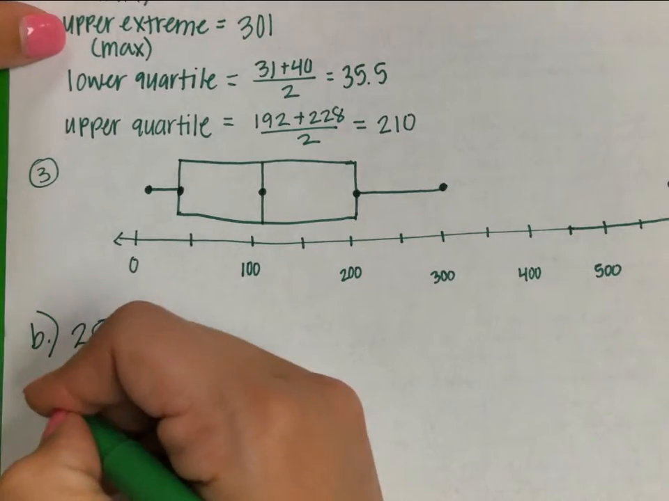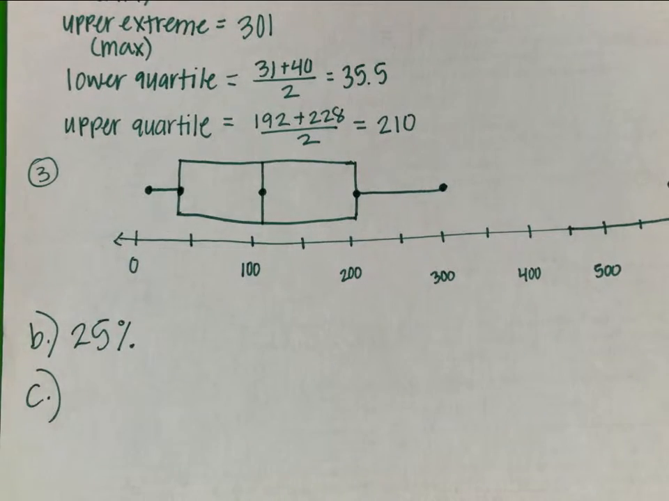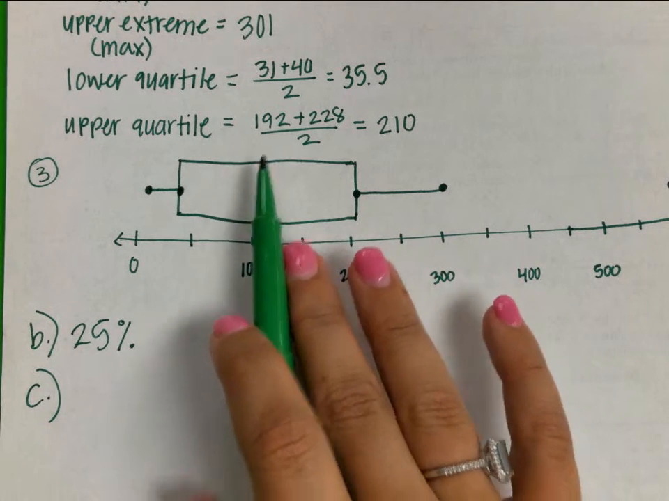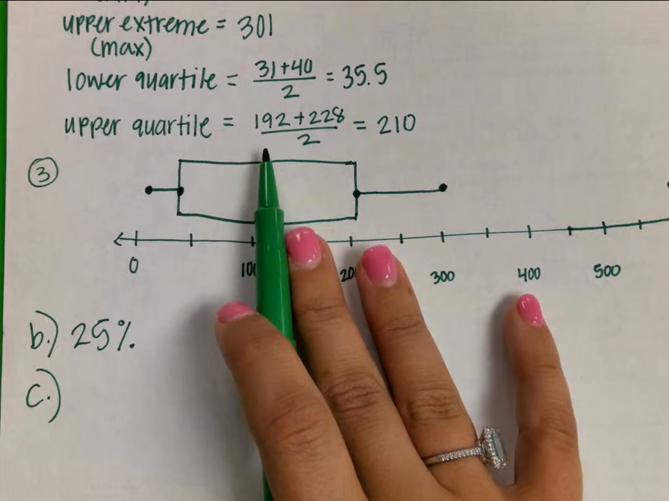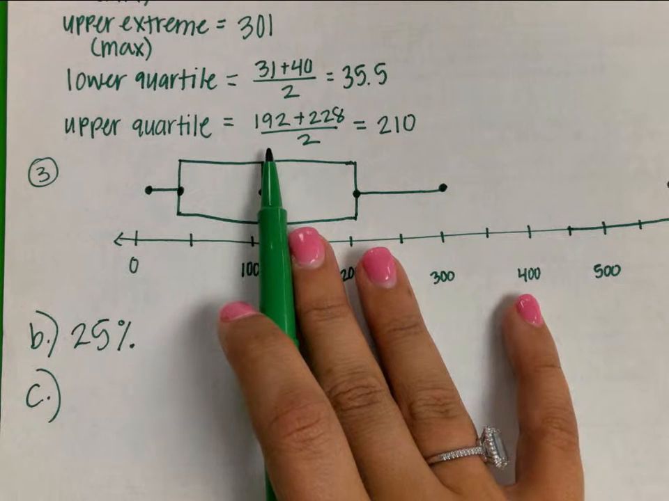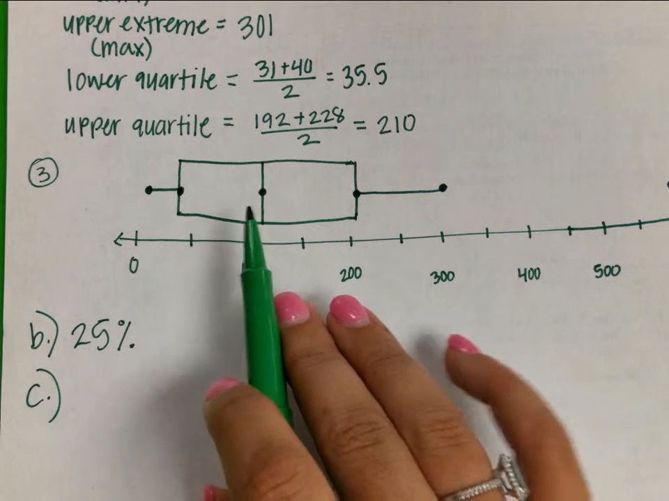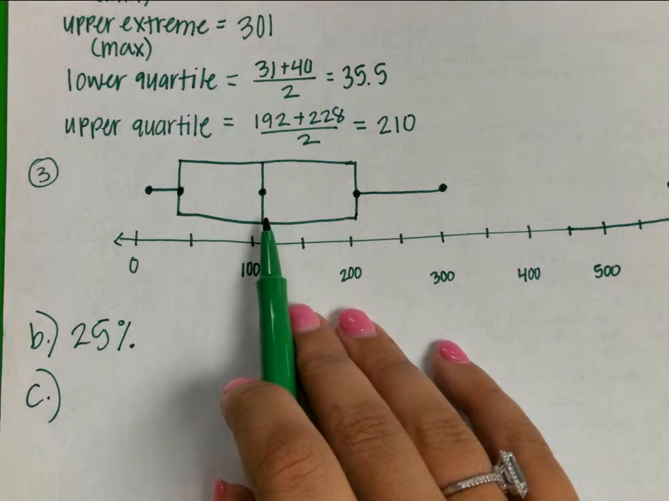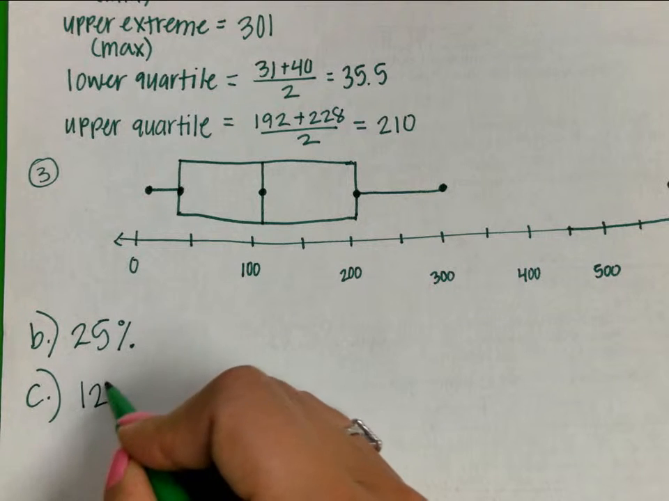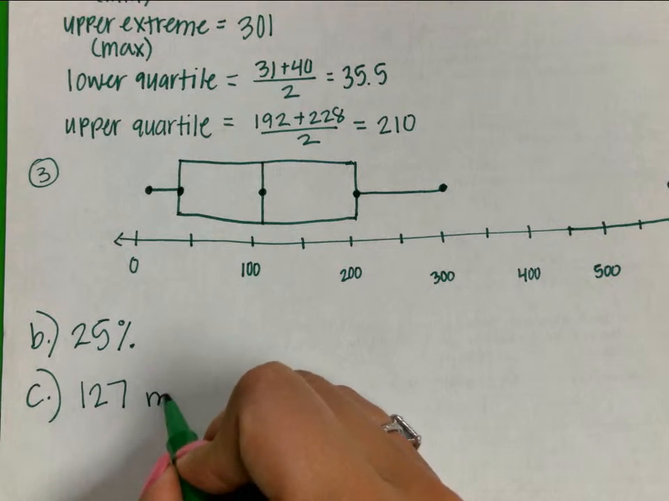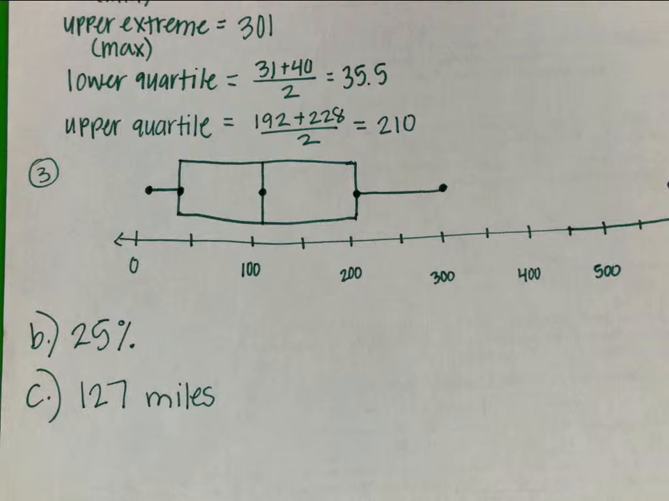All right, what about C? It says half of the states have a coastline less than how many miles? So where would my half mark be? The median, right? Which is right here in the middle of the box. So it's asking half of the states have a coastline less than what? Less than 127, because that is my median. So less than 127 miles. Make sense?